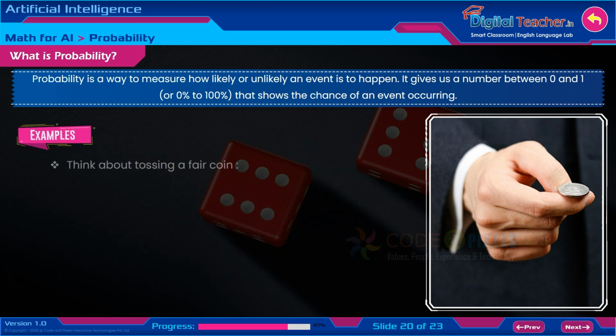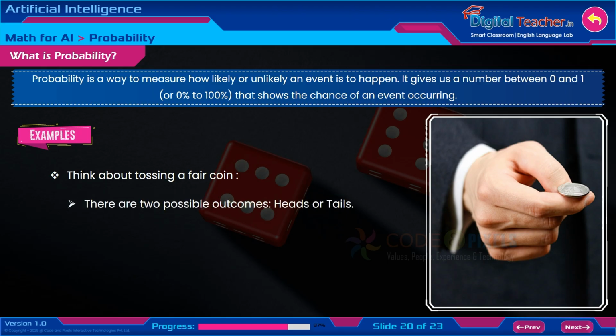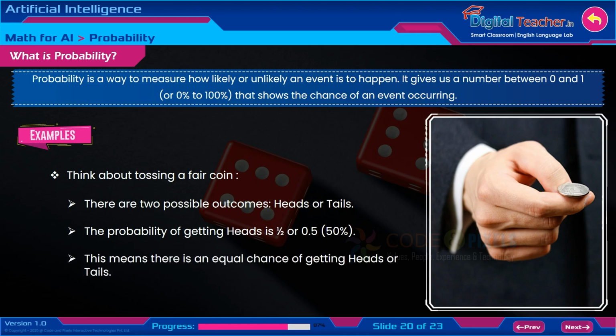Example. Think about tossing a fair coin. There are two possible outcomes, heads or tails. The probability of getting heads is a half or 0.5. This means there is an equal chance of getting heads or tails.